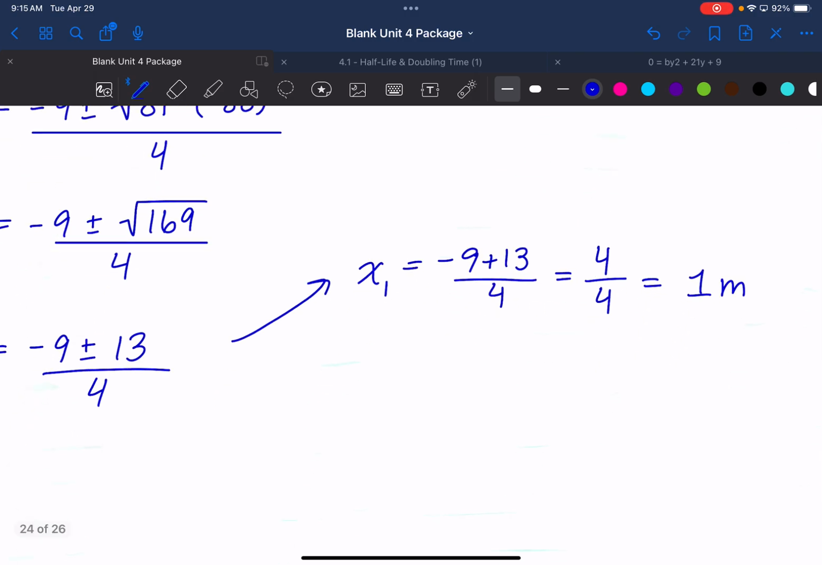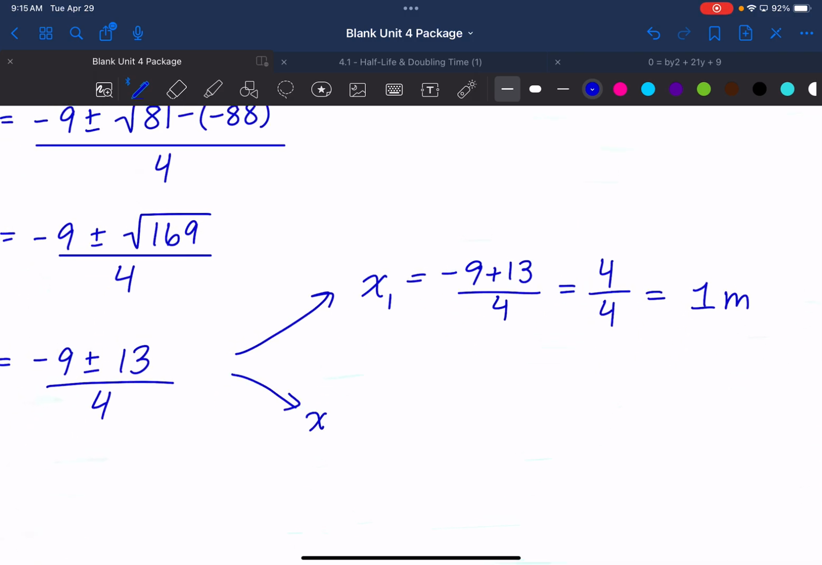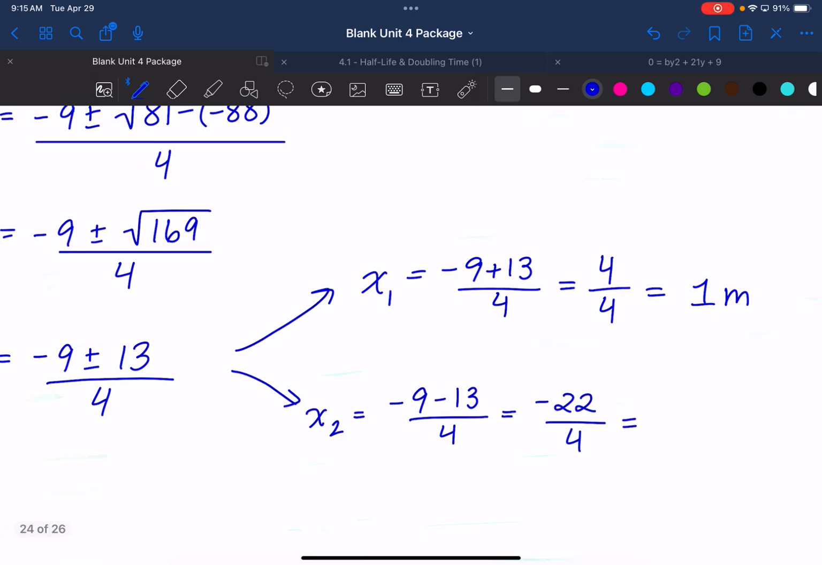That's one option. And then if I do option 2, that's when I'm going to subtract. So I'm going to say negative 9 minus 13. We're going to see this gives me an even bigger number. This is going to give me negative 22 all over 4, which is extraneous, right? As a decimal, what is this? 22 divided by 4 is negative 5.5.